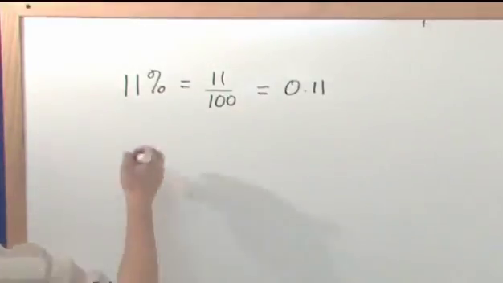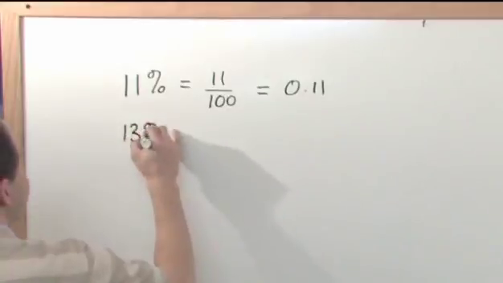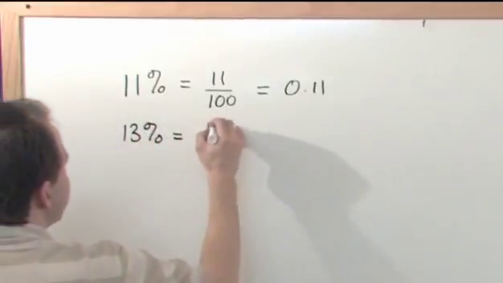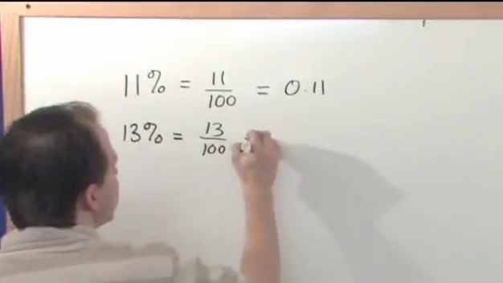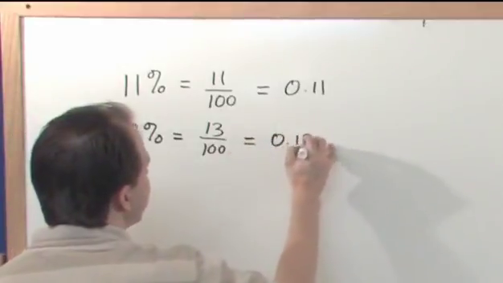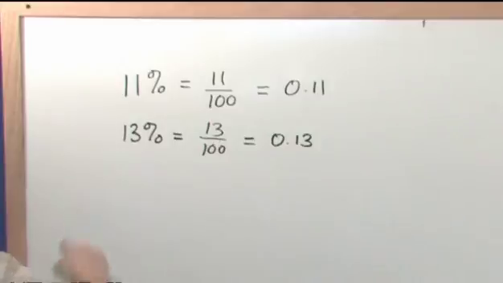So just to drill it in, 13% would simply be written as 13 over 100 if you wanted to write it as a fraction. And if you wanted to write it as a decimal, it would just be 0.13, taking that decimal point and moving it 2 places to the left.